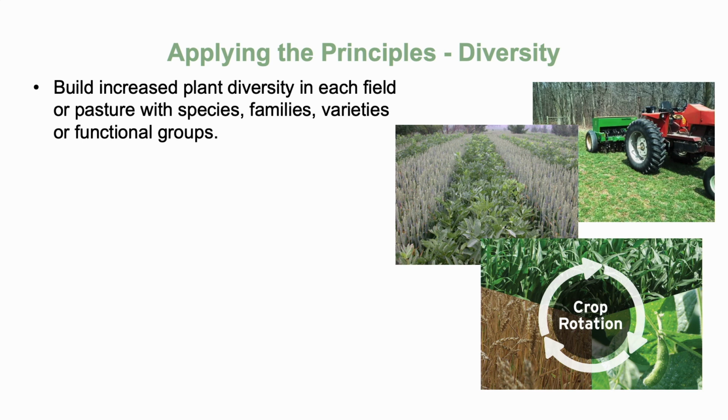Build increased plant diversity, and this could be a variety. It could be different plant species, different plant families, what we call functional groups. That would be things like legumes or other broadleaves, warm season grasses, winter grasses, that type of thing.